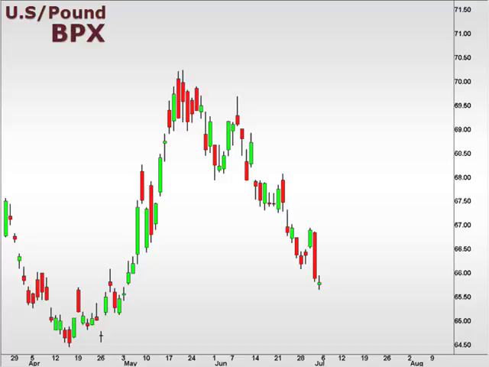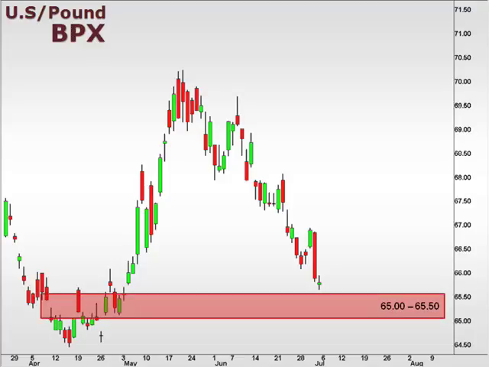Well, the US dollar continues to lose ground against the pound as the BPX approaches support at 65.5. A bounce here is likely to retest resistance at 66.5, 67. The trend in force continues to remain to the downside.